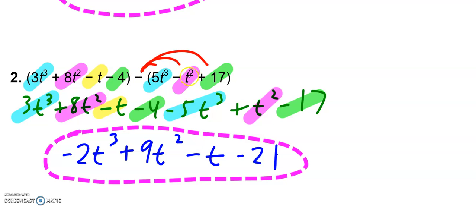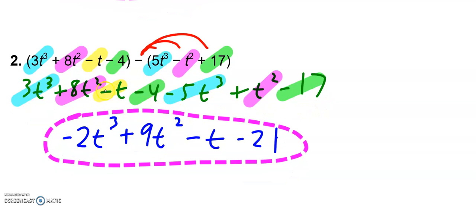Here, I distributed the negative first. So this became minus 5t cubed plus t squared minus 17. Identified my like terms. The negative t didn't have a like term, so it just stays negative t. And I end up with negative 2t cubed plus 9t squared minus t minus 21.